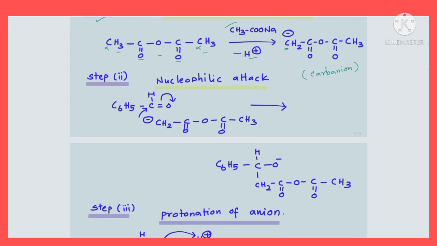The carbanion formed here is acting as a nucleophile because it is an electron rich species. So it acts as a nucleophile so that it will go and attack the carbonyl carbon of the benzaldehyde molecule, an aromatic aldehyde. Okay, so the second step is nothing but nucleophilic attack.